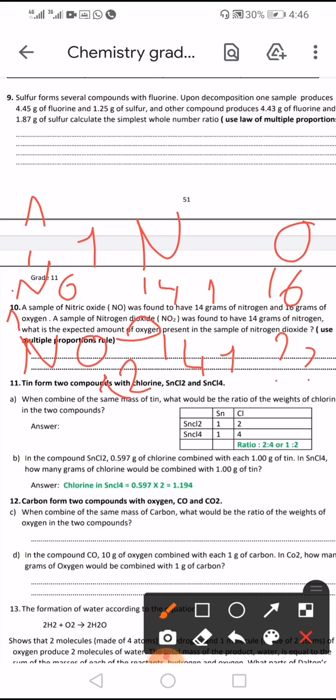2 oxygen. So the ratio of oxygen in the two compounds is 1 to 2. When the oxygen in the first compound is 1, the mass of oxygen is 16. So what about the second compound, when the oxygen is 2? The answer will be 16 times 2, which is 32, as we multiply 16 by 2 to get the mass of oxygen in the second compound, nitrogen dioxide, as we have 2 oxygen, not 1 oxygen.